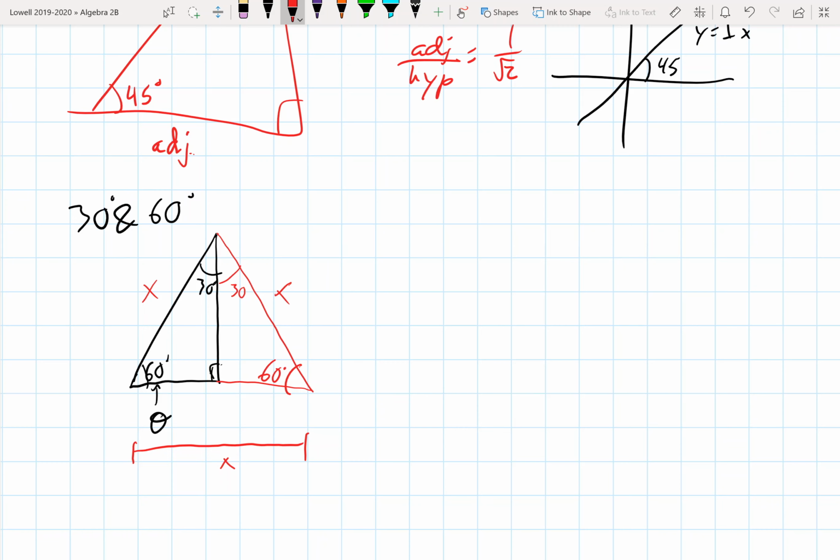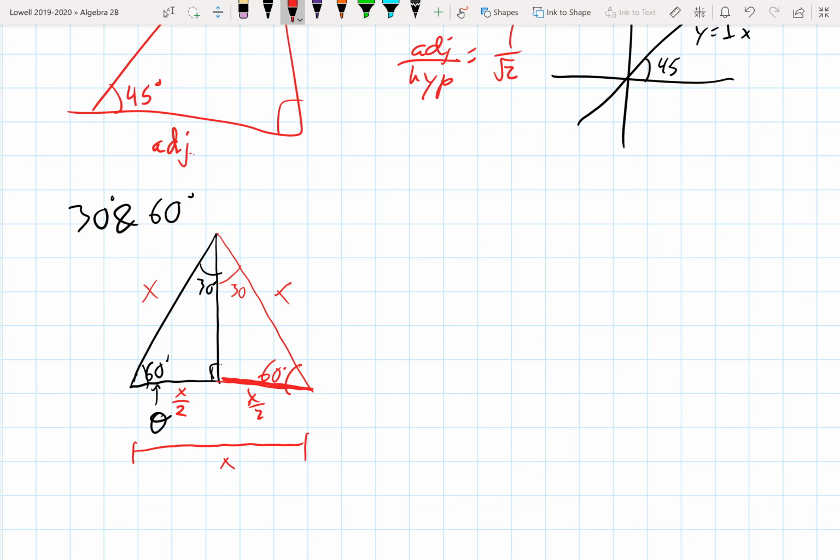The reason this is helpful now is because I can actually figure out this missing shorter side. That altitude right there actually splits that bottom base in half because this is an isosceles triangle. Therefore, this piece has to be x over 2. And so with this side, x over 2.